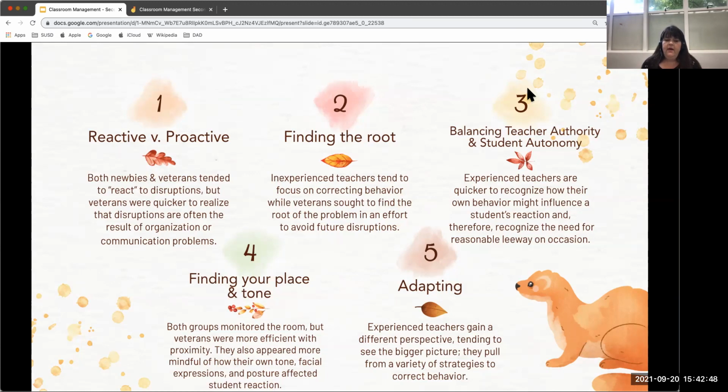The fourth thing they found was that both groups were good at circulating around the room and monitoring the room, but veterans were more efficient with proximity. And this is one of my big, important tools in terms of classroom management. Not only should you move about the room, but where you stand and who you stand next to at any given time is very important. That's something that comes with experience. And I'm not talking about years of experience, but I'm talking about getting to know your kids.